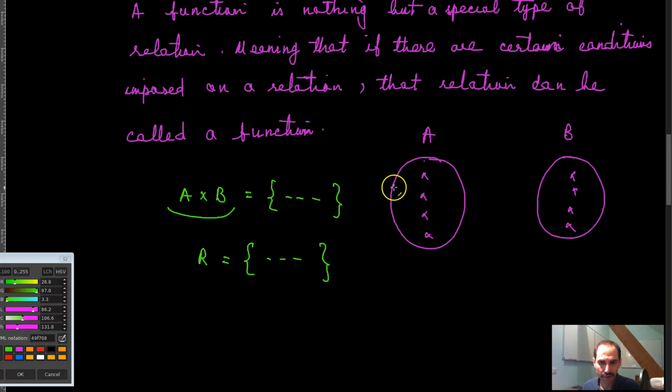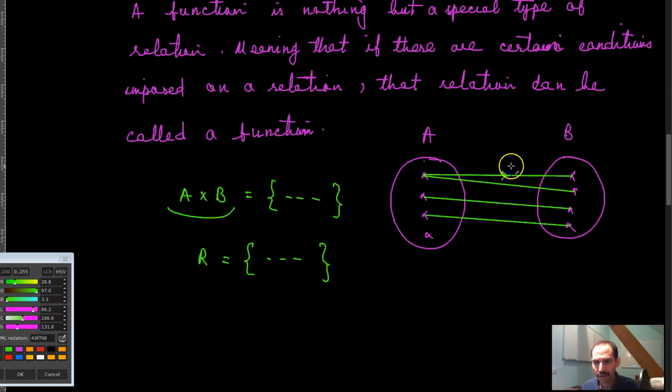Suppose that I'm not taking all of the ordered pairs in here, just a couple of them. For example, something like this, and something like this. Then of course this is called a relation R from A to B, right? So we have no problem with that. Based on our definition, everything is correct.